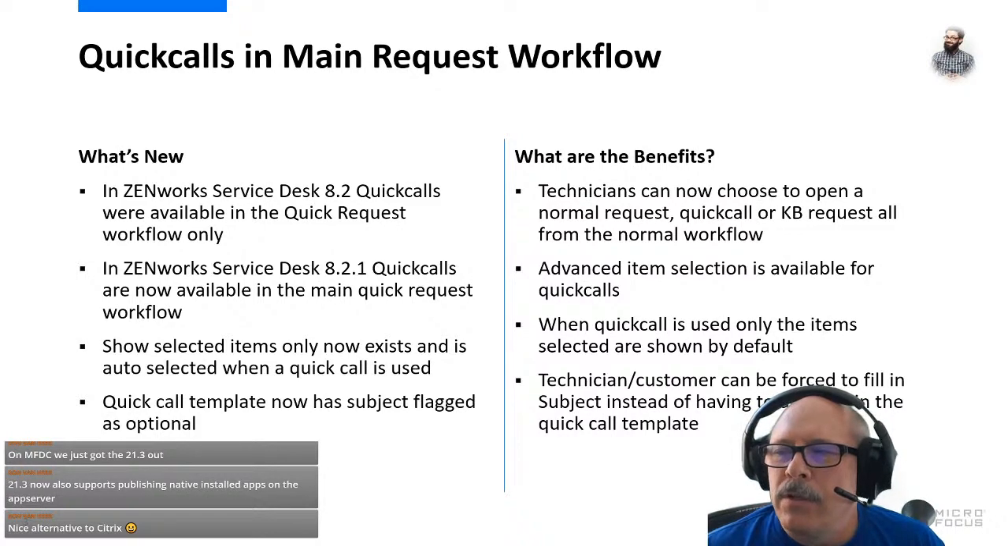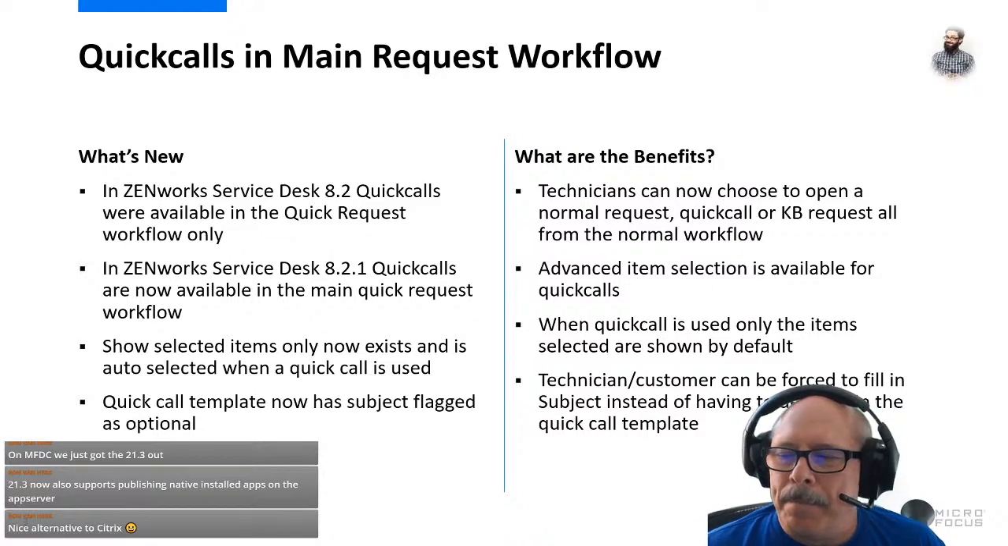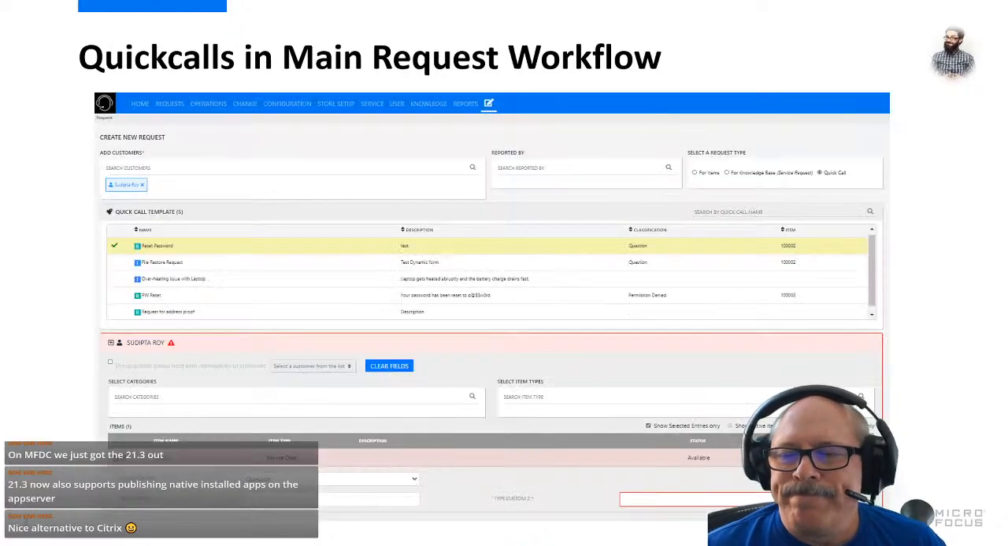And what are the benefits? Technicians can now choose to open a normal request, quick call, or knowledge-based requests, all from the normal workflow. Advanced items selection is available for quick calls. When quick call is used, the only items selected are shown by default, and then the technician or customer can be forced to fill in subjects in the quick call template.